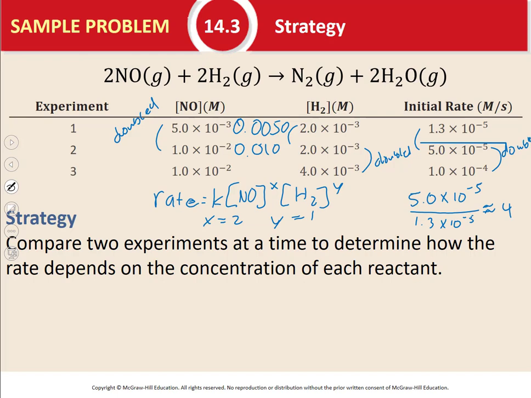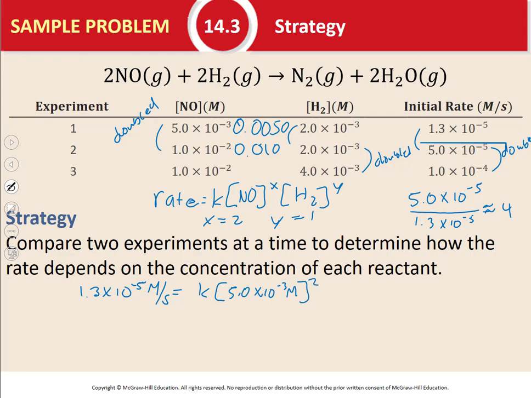So now how do we find the value of K? Plug in the numbers. Doesn't matter which one. Let's just pick experiment 1. So the rate for experiment 1 was 1.3 times 10 to the negative 5th molar per second equals, K is what we're solving for. Concentration of NO in experiment 1 was 5.0 times 10 to the negative 3rd molar, and that is squared.